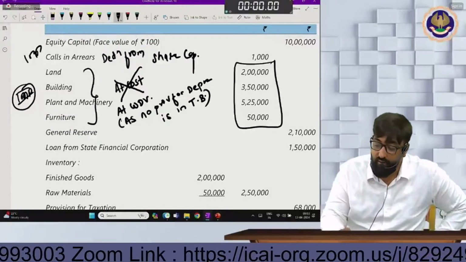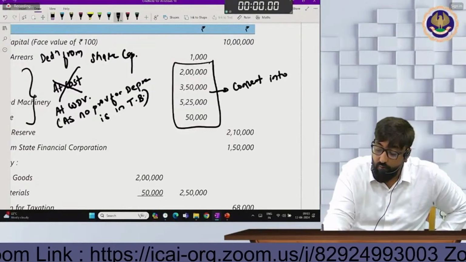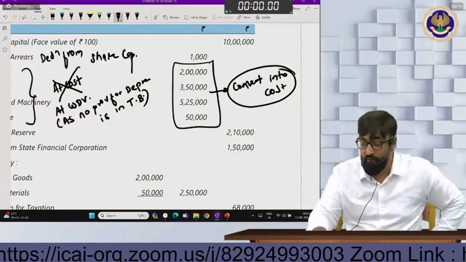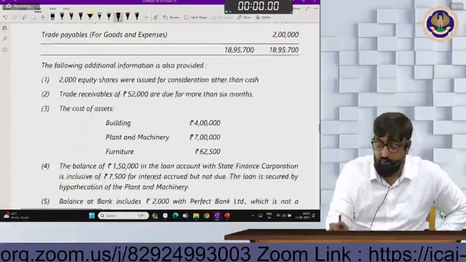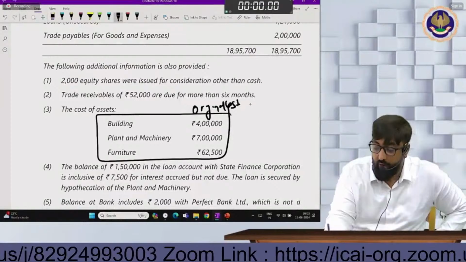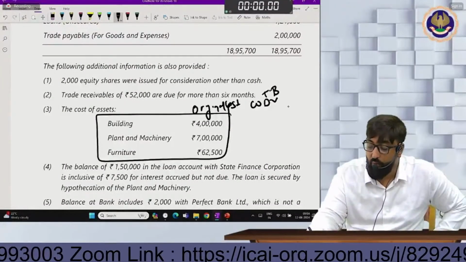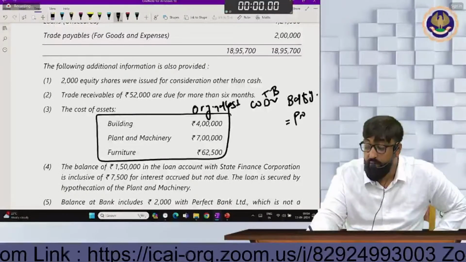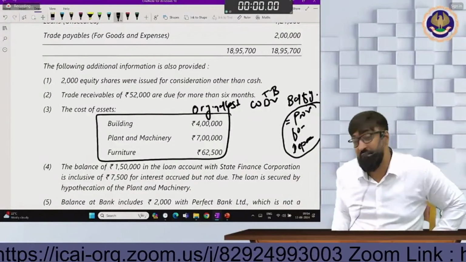And now what is our duty? Convert it into cost form, sir. Okay, so convert into cost. Cost is given in the notes, no? 4 lakh. Yes, sir, this is their original cost. And what do you have in the trial balance? 3 lakh 50, sir. So the balancing figure is 50,000. What is the balancing figure called? Provision for depreciation, sir. Till today depreciation.